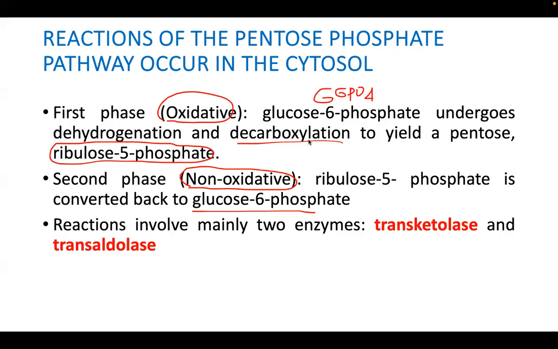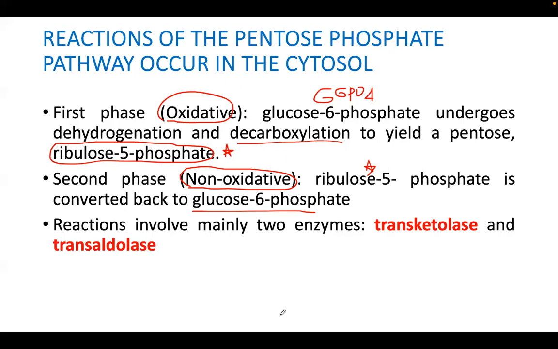I want everyone to remember that: ribulose 5-phosphate. So here, ribulose 5-phosphate is the product of the first phase. It's also the beginning of the second phase.